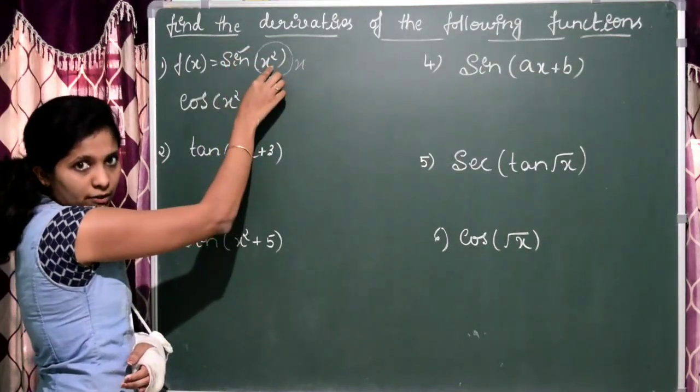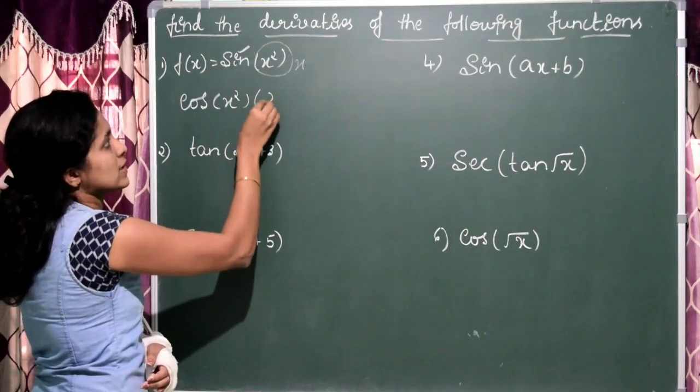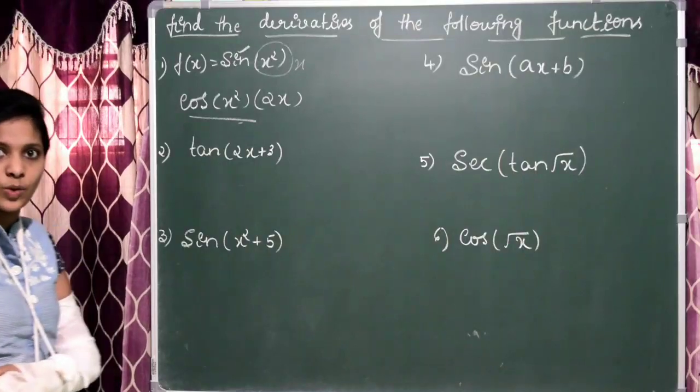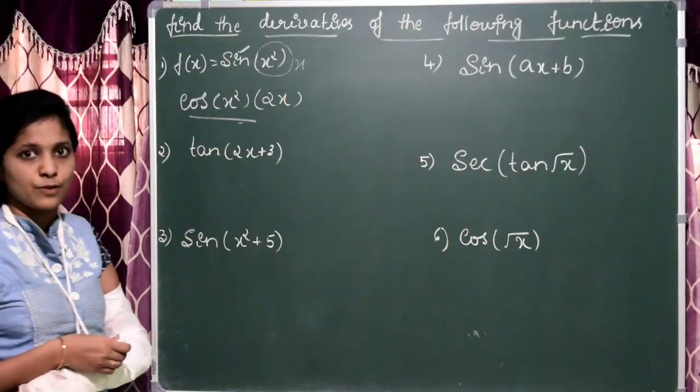Now so this is done. Now you have to find the derivative of x square. Derivative of x square will be 2x. So this is the derivative of sin x square. I hope you remember all the derivatives of a function.